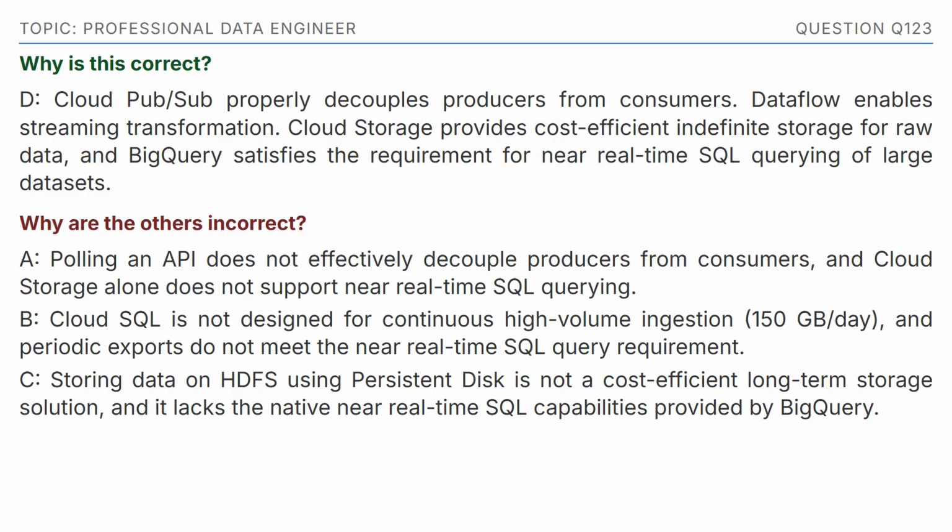Why are the others incorrect? A. Pulling an API does not effectively decouple producers from consumers, and cloud storage alone does not support near real-time SQL querying. B. Cloud SQL is not designed for continuous high-volume ingestion, 150 gigabytes per day, and periodic exports do not meet the near real-time SQL query requirement. C. Storing data on HDFS using persistent disk is not a cost-efficient long-term storage solution, and it lacks the native near real-time SQL capabilities provided by BigQuery.